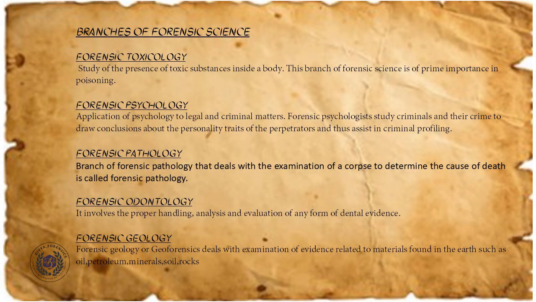Now, let us go through the branches of forensic science. Forensic toxicology: study of poisons, the presence of toxic substances inside a body. This branch of forensic science is of prime importance in poisoning. Forensic psychology: criminal behavior, application of psychology to legal and criminal matters. Forensic psychologists study criminals and their crimes to draw conclusions about the personality traits of the perpetrators and thus assist in criminal profiling.